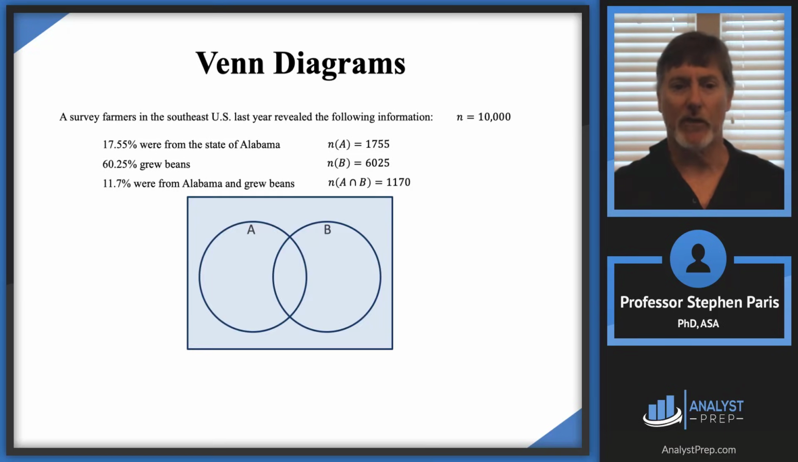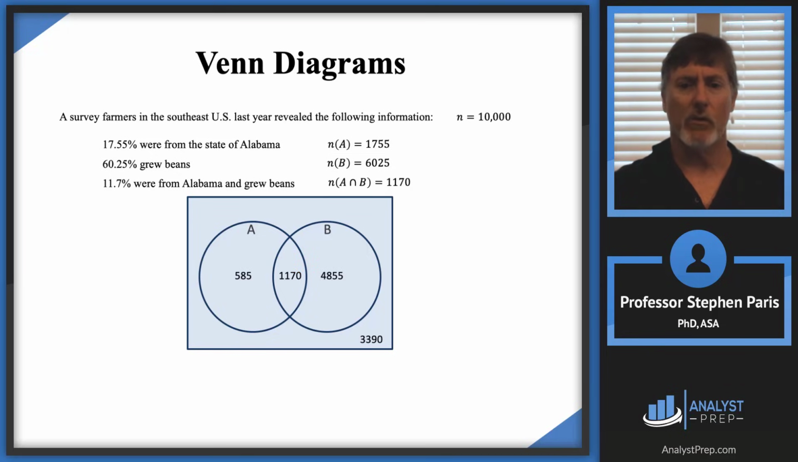And so my Venn diagram, when you fill out the Venn diagram, start in the middle, start in the innermost intersection, and so I got 1,170 that I'm starting with, and then I've got 1,755 farmers were from Alabama, but I've accounted for 1,170, so that leaves 585. Likewise, there were 6,025 bean growers, but you've accounted for the 1,170 that were in the intersection, so that leaves 4,855. And if you add up all of those, you're not going to get 10,000. You're going to need another 3,390 outside of set A and B to get to the 10,000 total.